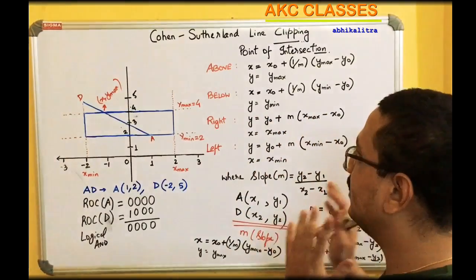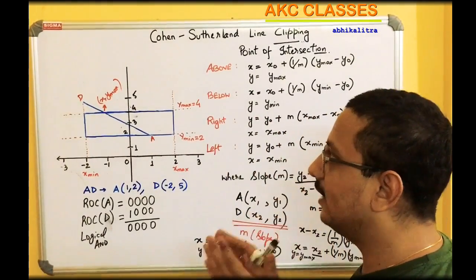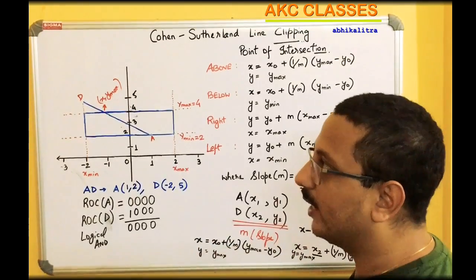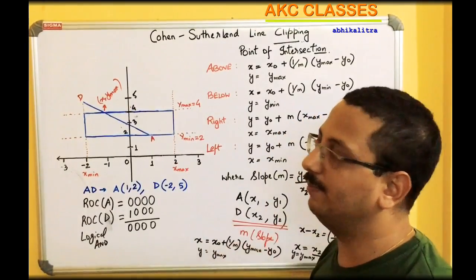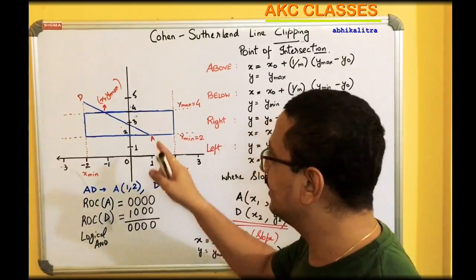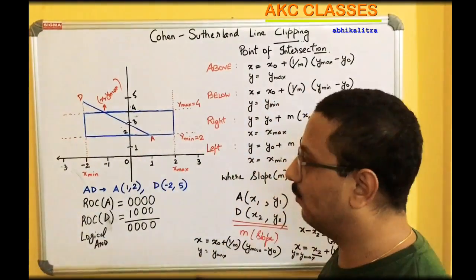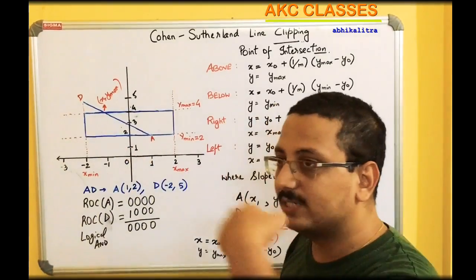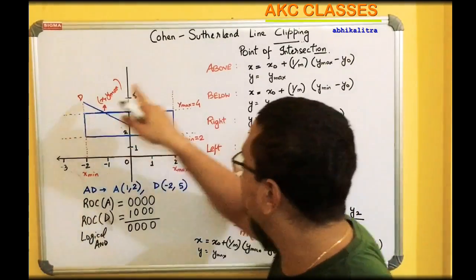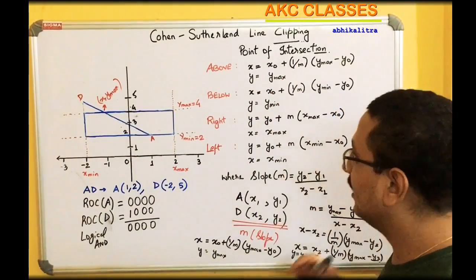The x0, y0 is the one which has the coordinate location of that endpoint from where the line has to be trimmed off. In this particular example, since A is inside the rectangular boundary, A will not be assigned to x0, y0. D is outside the rectangular boundary, so D will be considered as x0, y0.